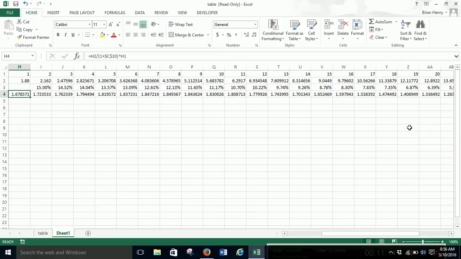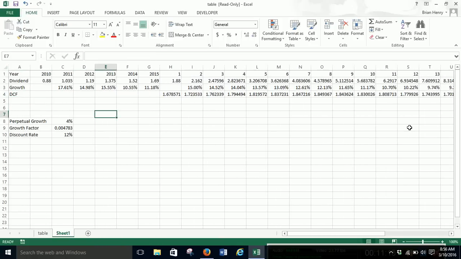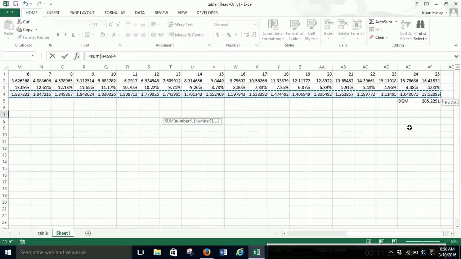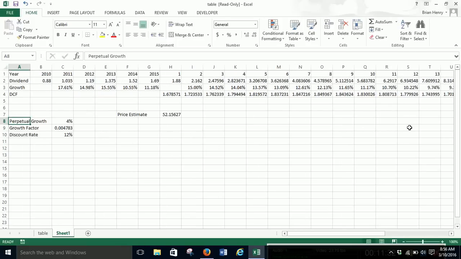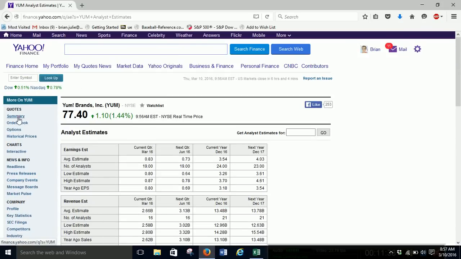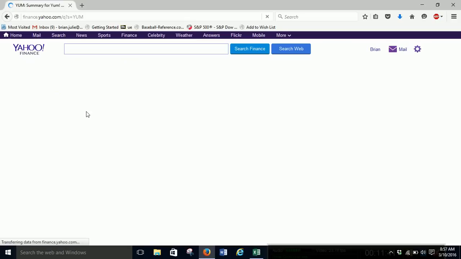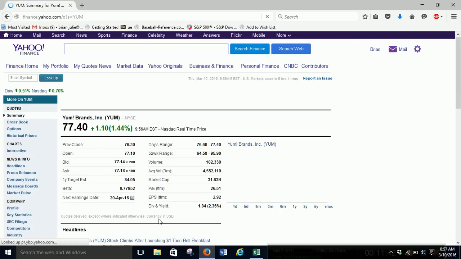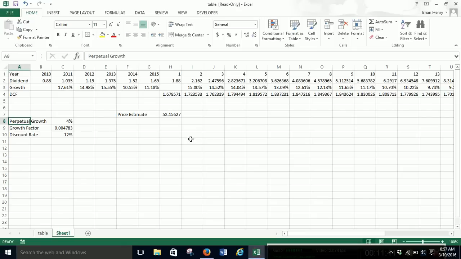And then the theoretical price of a stock. So our price estimate is just the sum of all the discounted cash flows. So the value of a financial instrument is the present value of all future cash flows. So we get a price estimate of $52.15 or 16 cents. Now, if we go look at what the price of Yum Brands is right now, it's $77.40. And we can talk about, okay, we made some real simple assumptions.